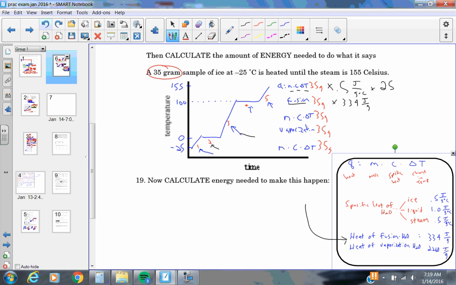The next one is another slope, another m times c times delta T. This is in between 0 and 100, and when you have water between 0 and 100, it is now liquid. The specific heat of liquid water is 1 joule per gram degree Celsius.